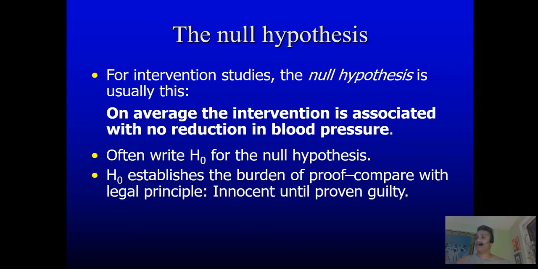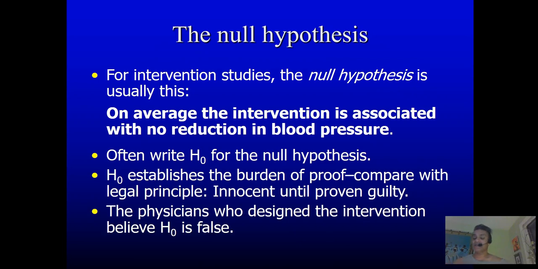So H sub naught, the null hypothesis, is the burden of proof. It's the baseline state. It's like in a trial situation. We begin by assuming the dude is not guilty, and we seek evidence to prove that he is guilty. The presumption of innocence, that famous thing.